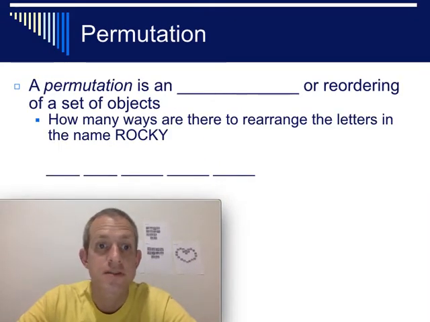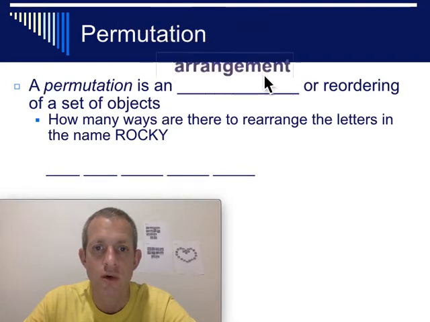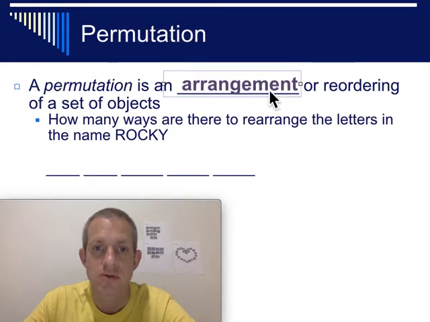So, one of the first important ideas in counting theory is the concept of a permutation. A permutation is when you take a set of objects and you put it in some sort of an order or arrangement. So a permutation is an arrangement of different things.